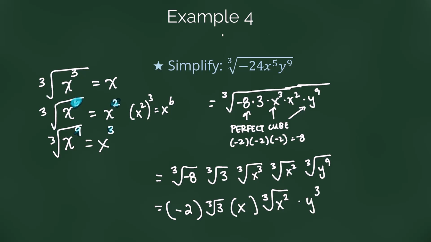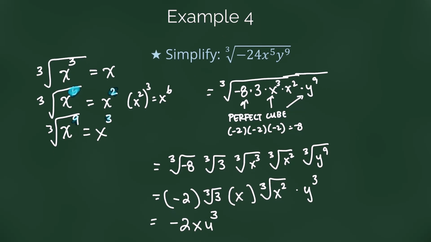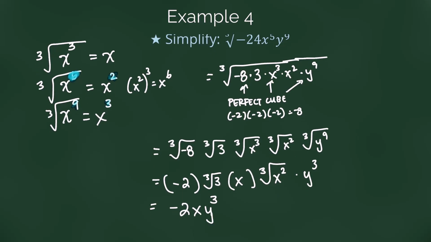So we can put all of our perfect terms, or the things that are no longer inside of cube roots, and move them to the front. So we'll get negative 2 x y cubed, y cubed, there we go. And then we can put our cube root terms together and put them back into a single cube root to keep things simpler. So we end up with negative 2 x y cubed times the cube root of 3x squared.